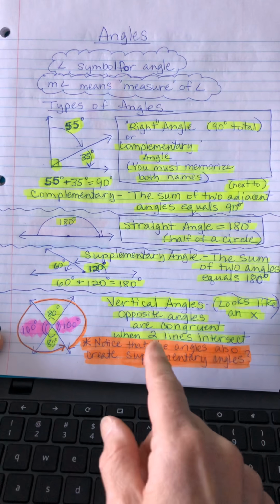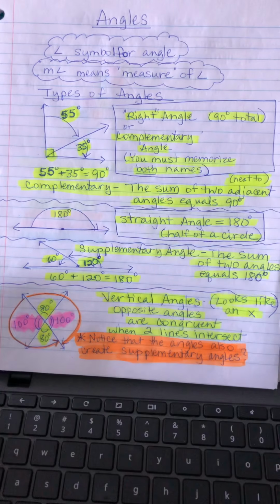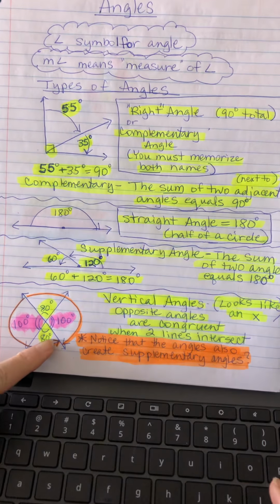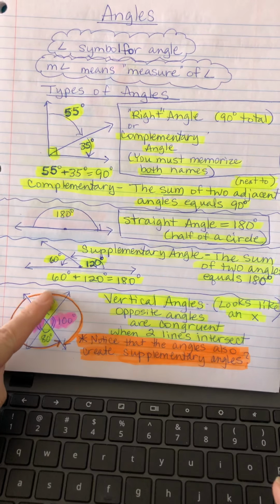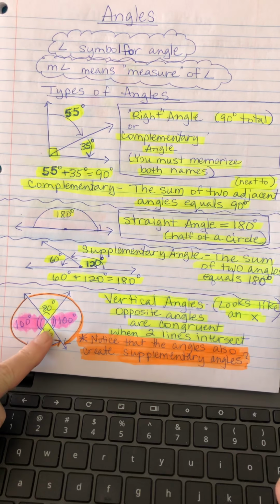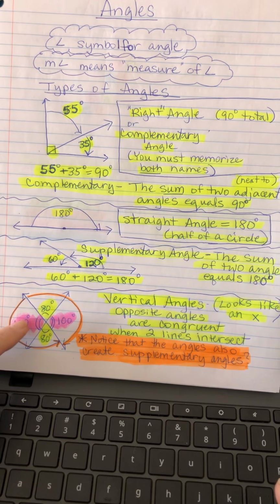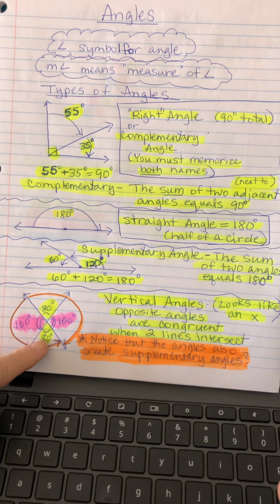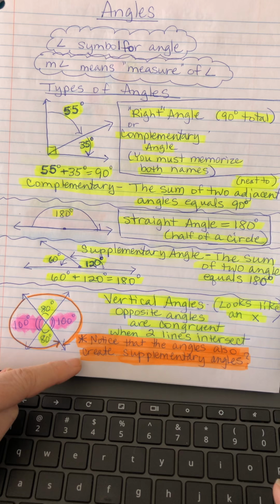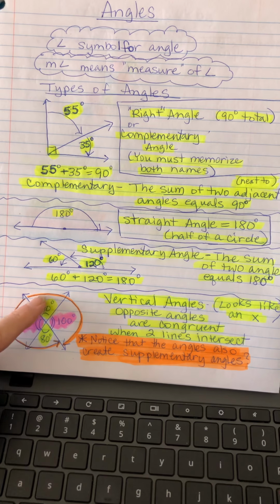The last type of angle we'll talk about in this lesson are called vertical angles. It's like an X. You see this? It's like an X. And the opposite angle is what we call opposite. This is opposite that, not next to, opposite. Opposite angles are congruent. Congruent means exactly the same. We have to remember the word congruent. We are going to be talking about that a lot.